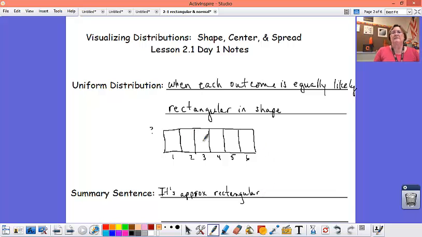Now we could talk about the center of this distribution, which if you think about it mathematically, 3.5 is the center of that, or the mean of that distribution. However, that doesn't mean as much here. It's not as telling as just saying it's approximately rectangular with about, and then you'll fill in the number, the number of outcomes in each category.